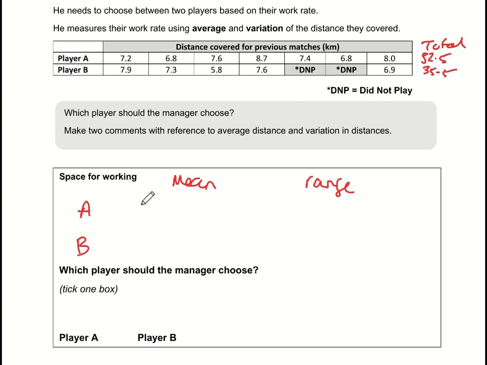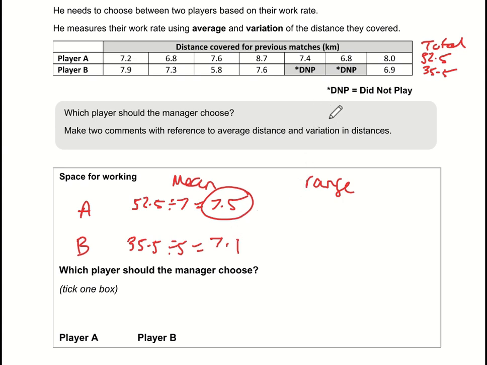So for player A, the mean is 52.5 divided by 7, because he played 7 times, so 7.5, and for B, 35.5 divided by 5, which is 7.1. Okay, so if we're going off the mean, player A is doing better. On average, he gets a better score.